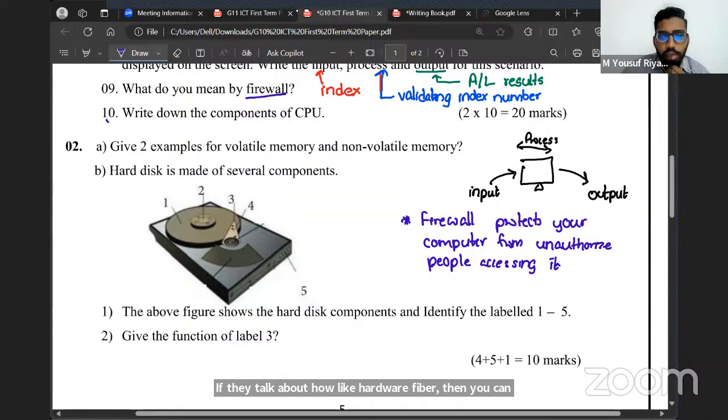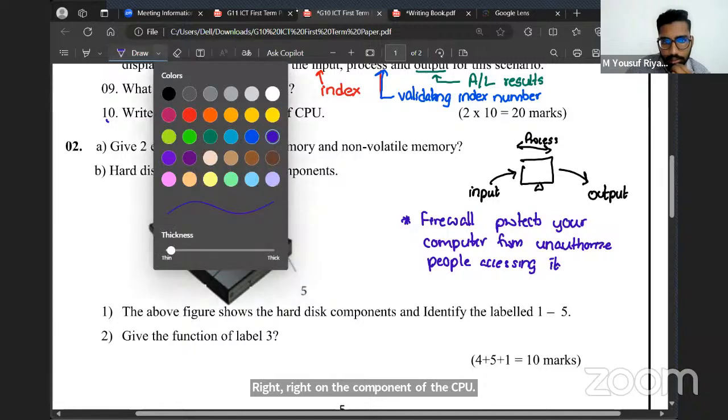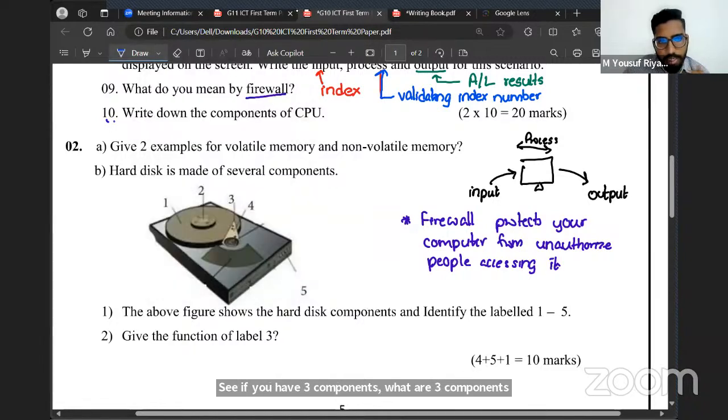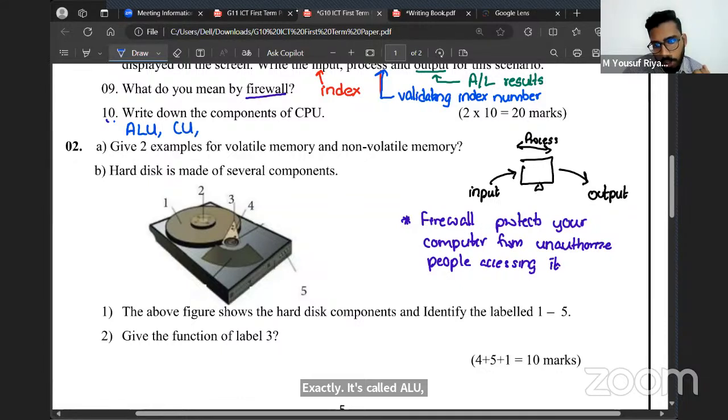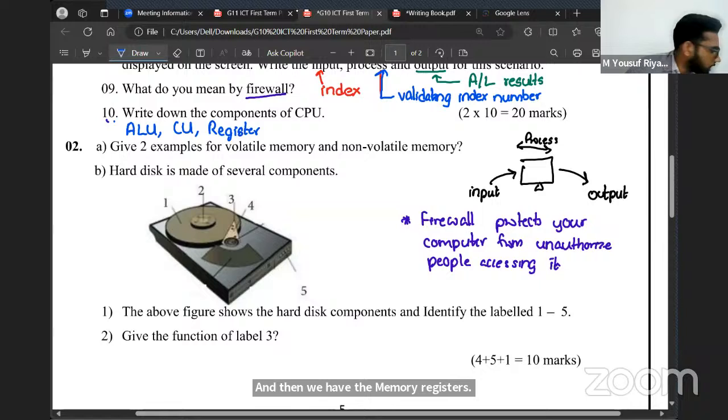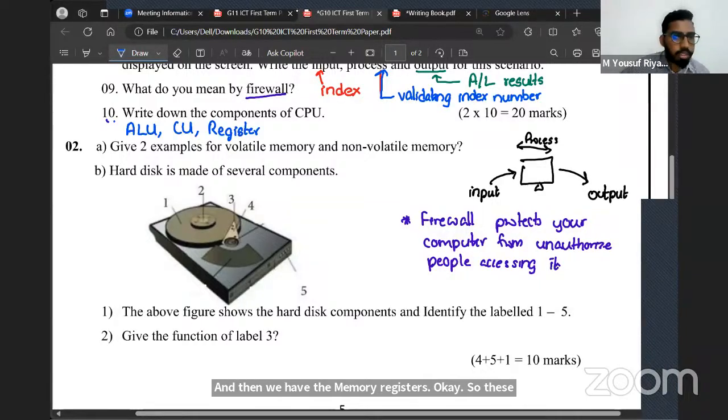Right. Write down the components of the CPU. A CPU has three components. What are the three components? Exactly. It's called ALU, arithmetic logical unit, CU, control unit, and then we have the memory registers. Okay, so these are the three components of the CPU. Give me.